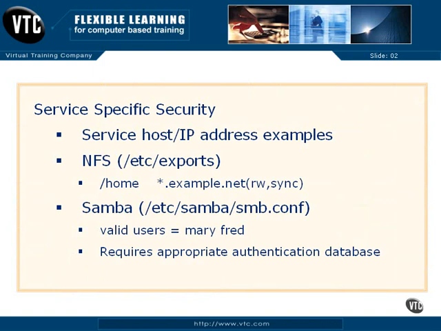First, most services support some level of at least host-based security using IP addresses, host names, and/or domain names. For example, in NFS, the following line limits access to the home directory to systems in the example.net domain. Sometimes you may want to substitute IP addresses, say when DNS service is not available or not reliable.